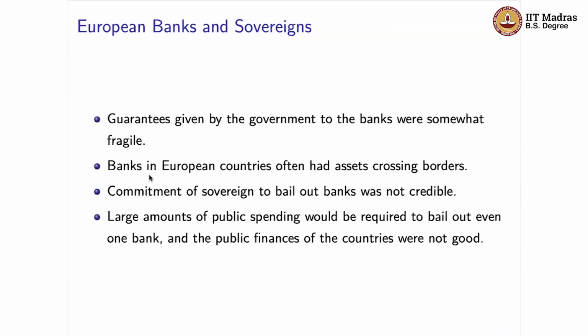The reason is because banks in European countries often had assets crossing borders. And whenever you've got this cross-border flows, as we discussed, then the commitment of the sovereign to bail out banks becomes less credible, because are you just going to bail out the banks which are within your country, or are you also going to bail out the banks which are in different countries, right? So what that meant was that large amounts of public spending had to be committed to bail out even one bank. And typically, these banks didn't have large amounts of money available in the first place, right? So the public finances of the countries were not in good shape.